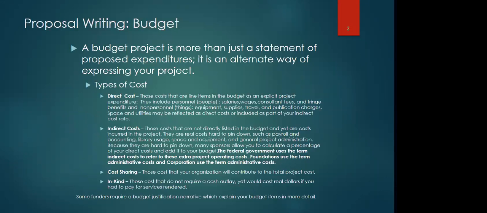So, in other words, a budget is more or less a statement of your proposed expenditures. That's what a budget is. You say you want to solve a particular problem. The budget begins to articulate financially how it looks. It consists of a couple of different types of costs involved in the budget. One is the direct costs.